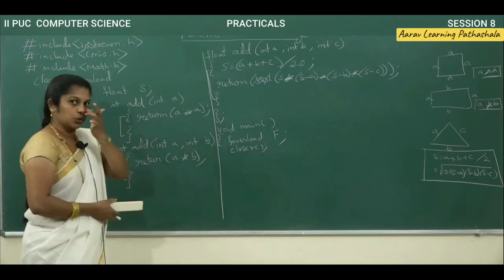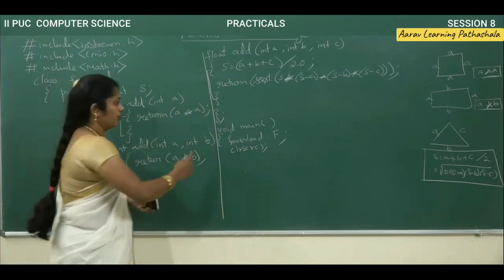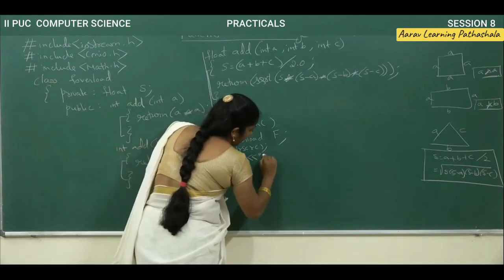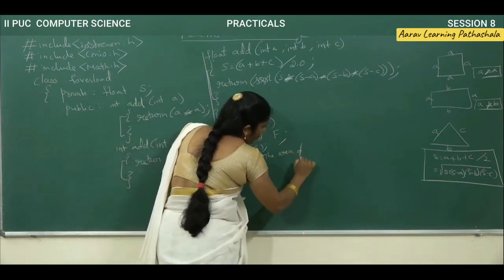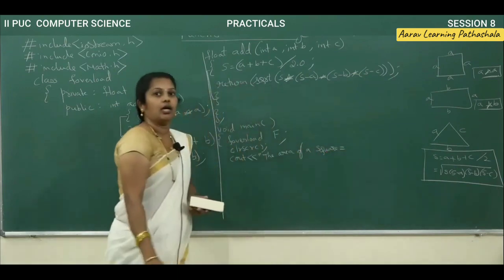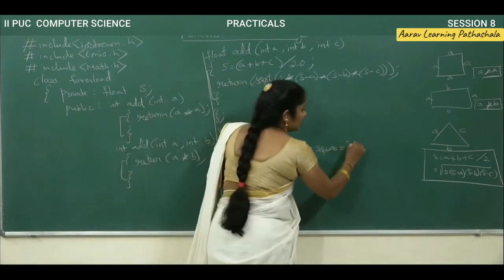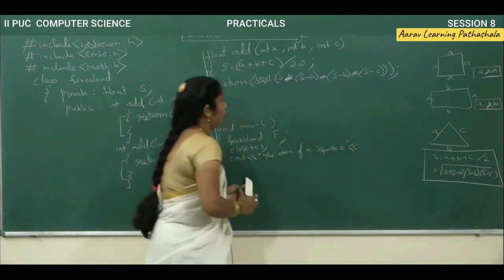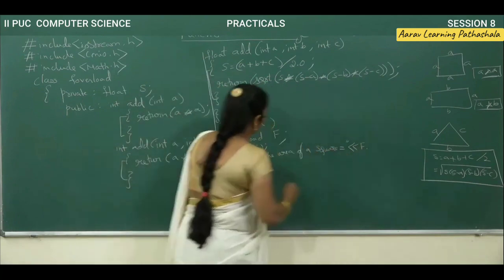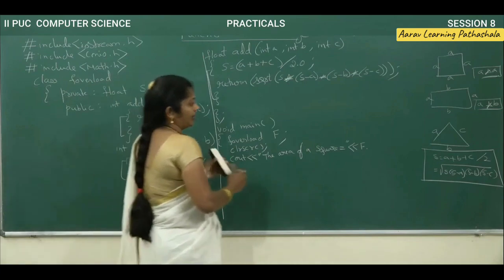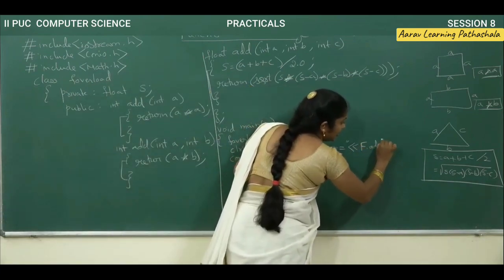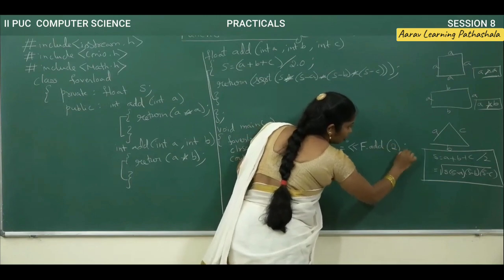Then call the functions one by one and display the value. Cout, insertion operator, the area of a square equals, then display the value. Insertion operator, call the function: object name dot, what is the function name here? We have the first function add. After the object name you have to put 1 single dot, then add. Inside the bracket I am going to write the value.